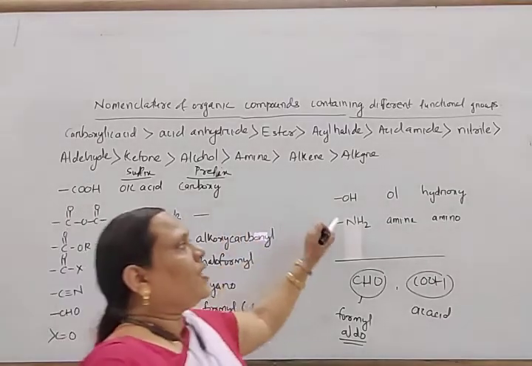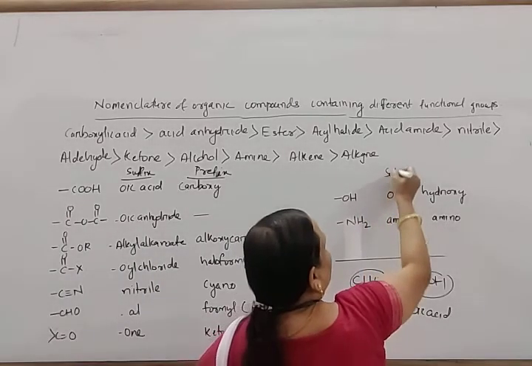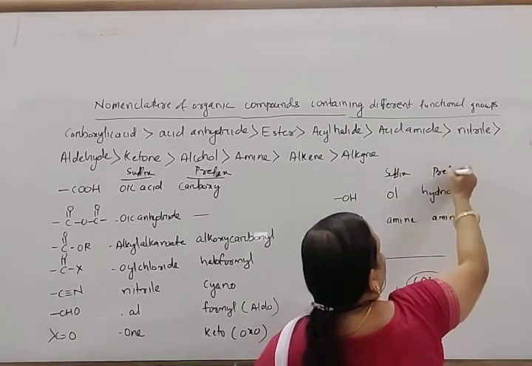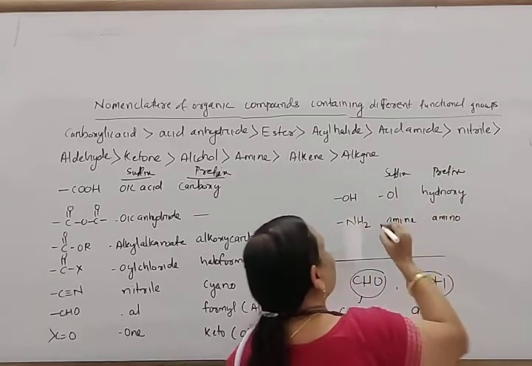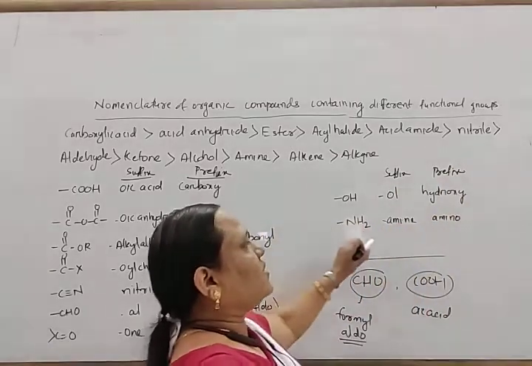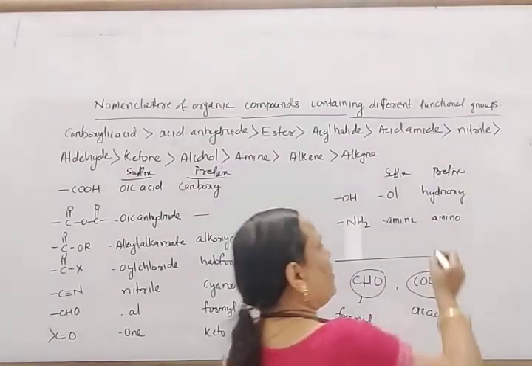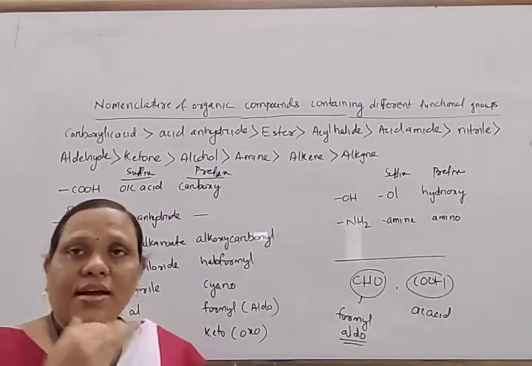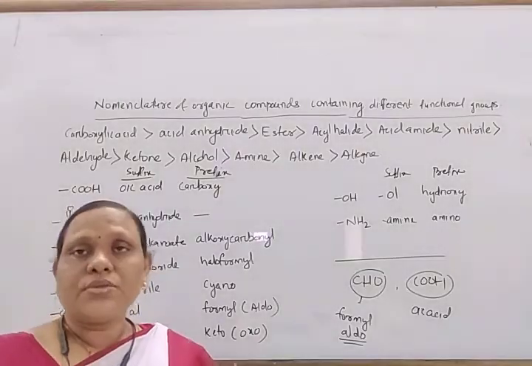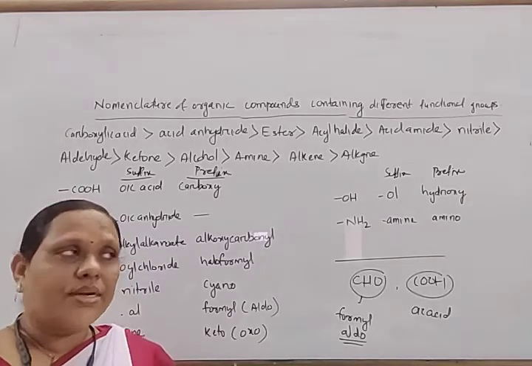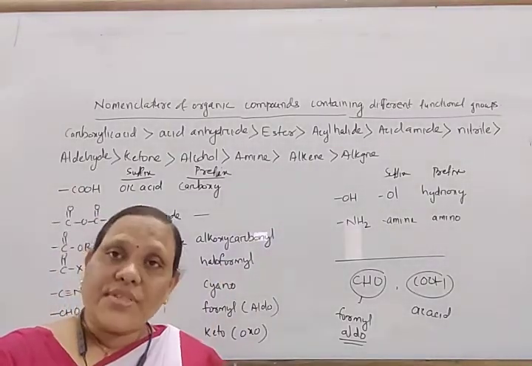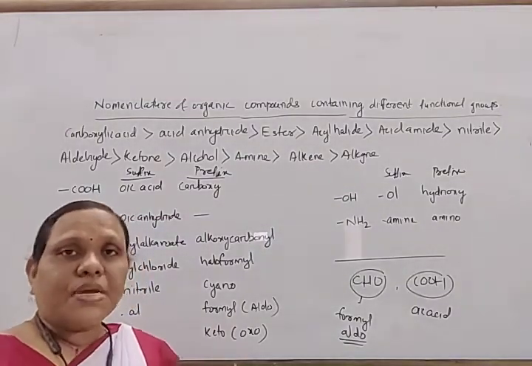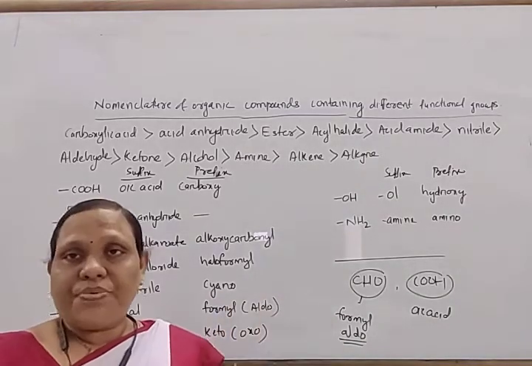oxo. Then for OH, the suffix is ol, and when it is used as prefix, the prefix is hydroxy. Similarly, for NH2, the suffix is amine, and when it is used as prefix, the prefix is amino. In this way, compounds are named according to the priority order. For the group which comes at first priority, high priority, we use suffix, and for the one with less priority we use prefix.